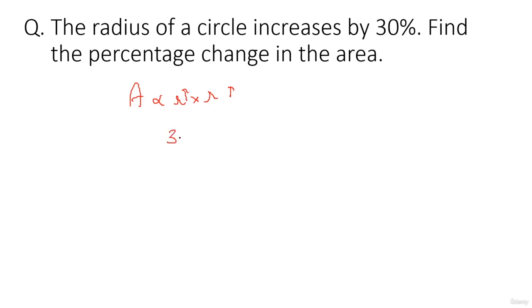So area का increase कितना हो जाएगा? 30 plus 30 plus 30 square upon 100. Right? 30 square is 900 upon 100 is 9. It's basically 69%. The exact same answer we got previously, right? Let's go on to the next question.